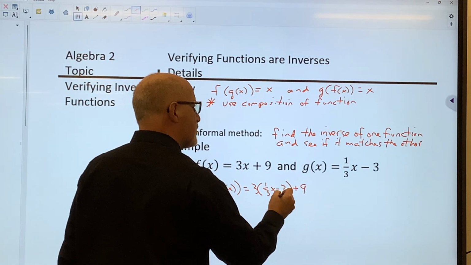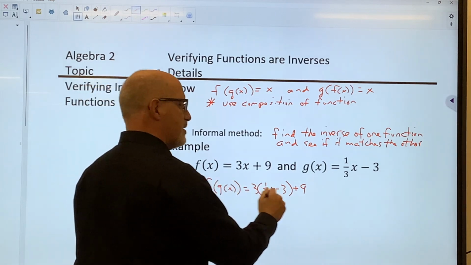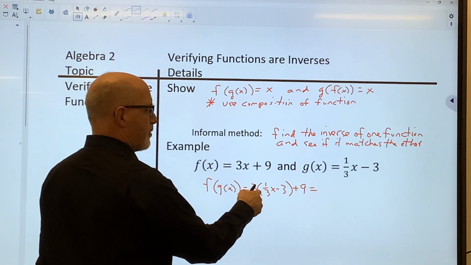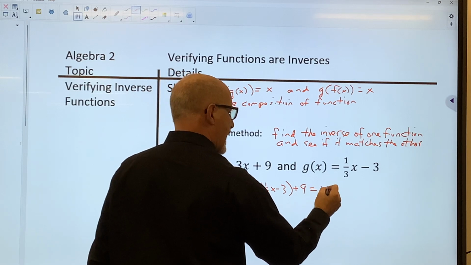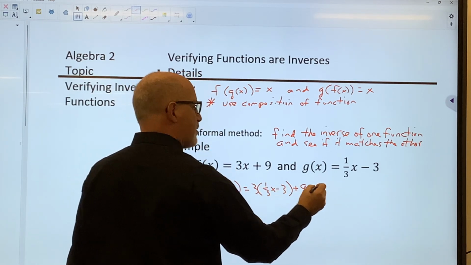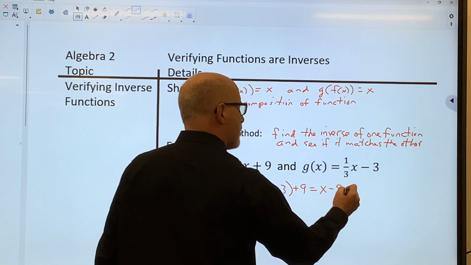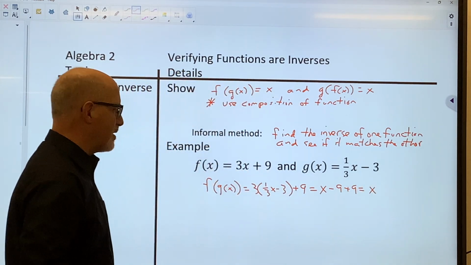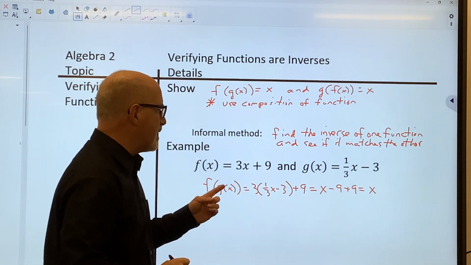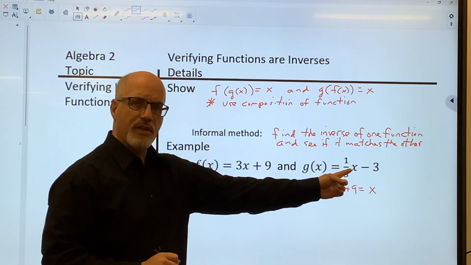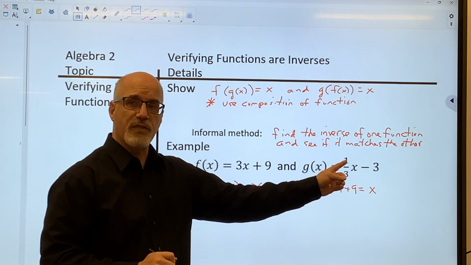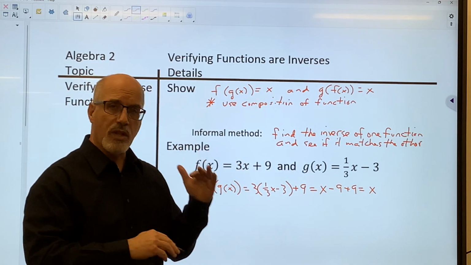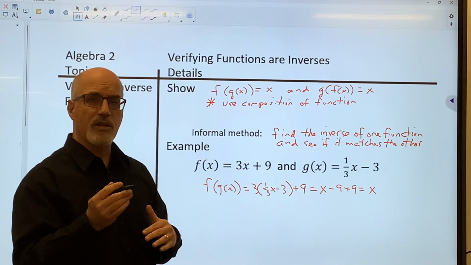And then you have to show some work to verify that these two are the same. So you go ahead and multiply 3 times 1/3 x, and you get x. 3 times -3, and you get -9, plus 9, and notice that equals x. So whatever x value we put into this function, get out the result and put it into this function, it will undo it and give us back the original.